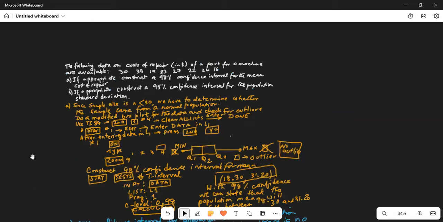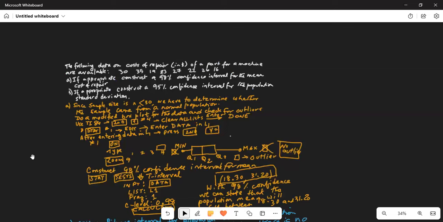So, we have been given 8 repair costs. We are required to find a 98% confidence interval for the mean. Since the sample size is less than 30, we have to prove that the sample came from a normal population. This is done by constructing a modified box plot using second y equal to the number 1.